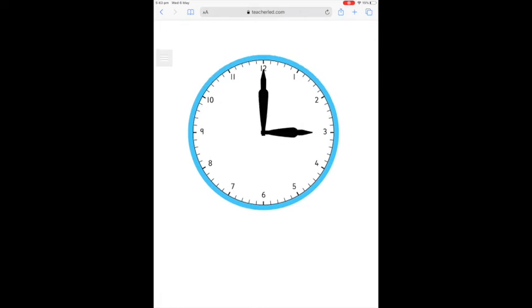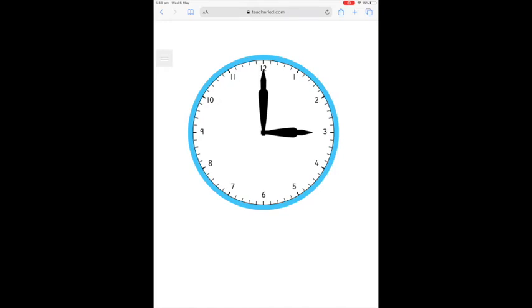We are also going to look at 30 minutes earlier. This means 30 minutes before. On the clock, I have 3 o'clock. My small hand is pointing to the 3 and my big hand is pointing to the 12.